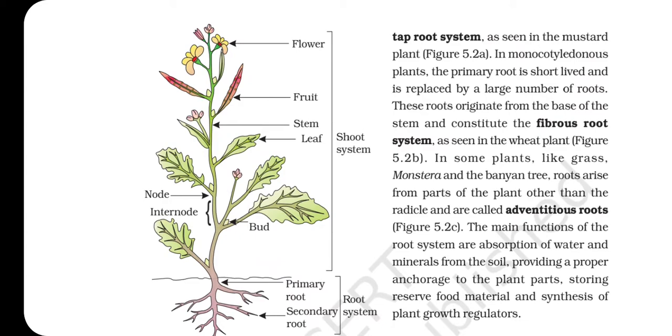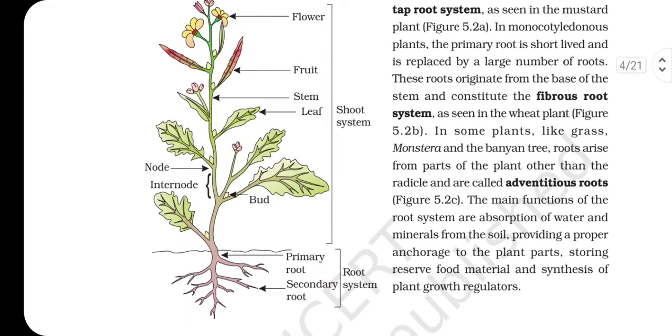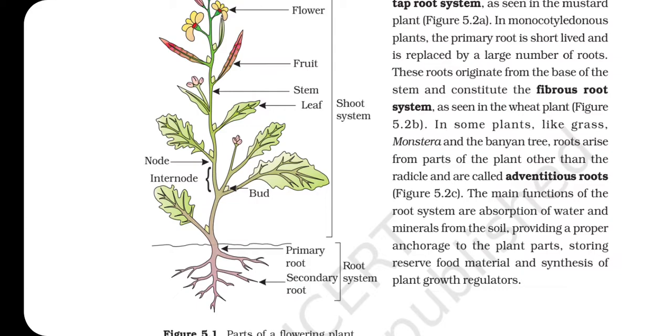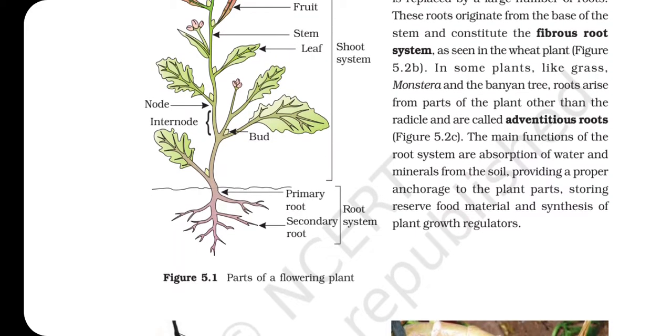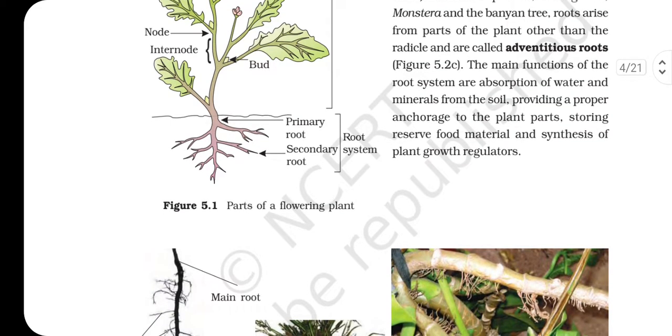In some plants like grass, Monstera, and the banana tree, roots arise from a part of the plant other than the radicle and are called adventitious roots. The main functions of the root system are absorption of water and minerals from the soil, providing proper anchorage to the plant parts, storing reserve material and synthesis of plant growth regulators.